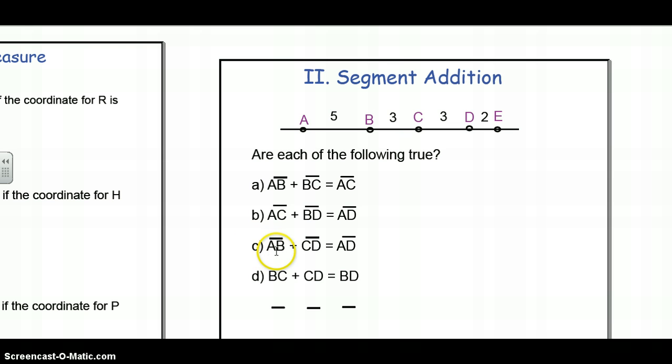For C, you get AB plus CD. Does that equal AD? No, because it skips the line in between, BC. And finally this one, line BC plus CD, does that equal BD? Yes, because it connects all the dots between the line. So we would add 3 plus 3, which equals 6, for number D.